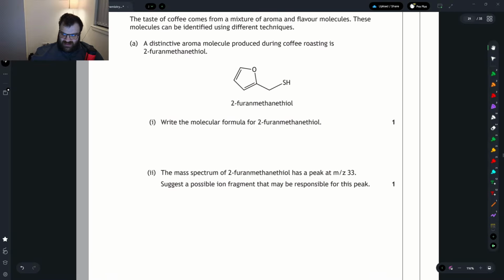Moving on, we're asked about the molecular formula of this chemical, 2-furanmethanethiol. Let's have a sketch out of it, putting the carbons in.